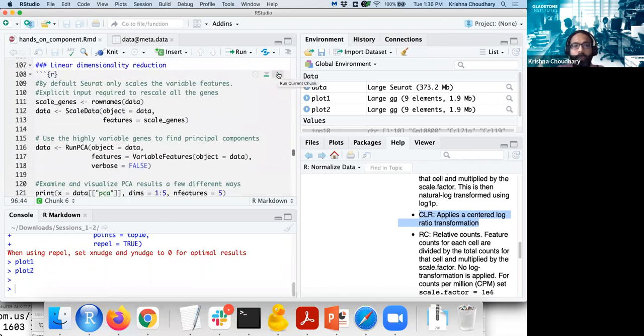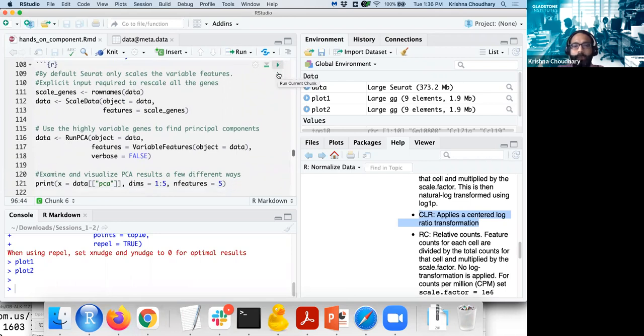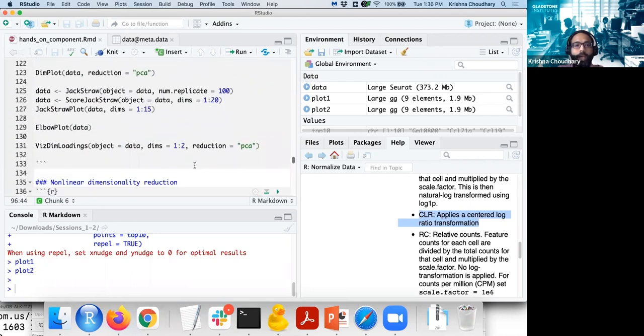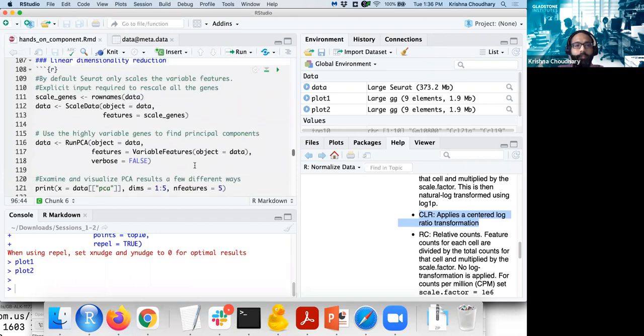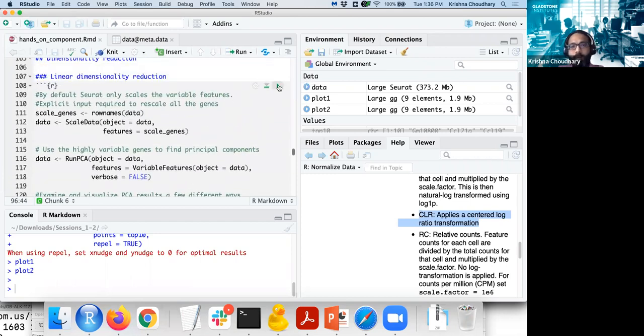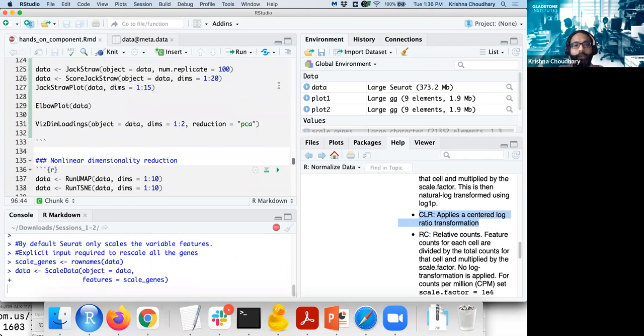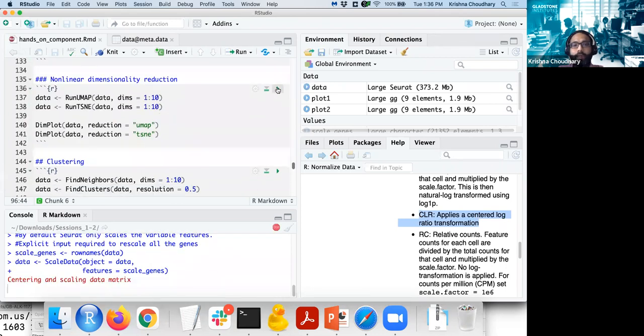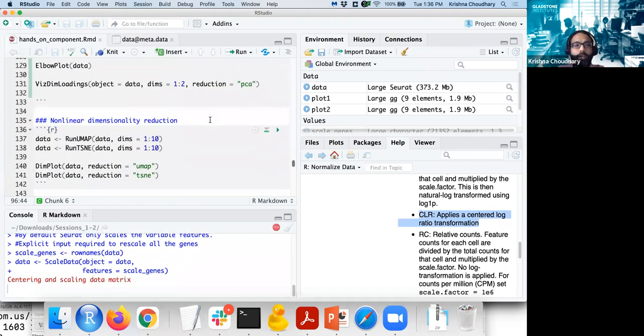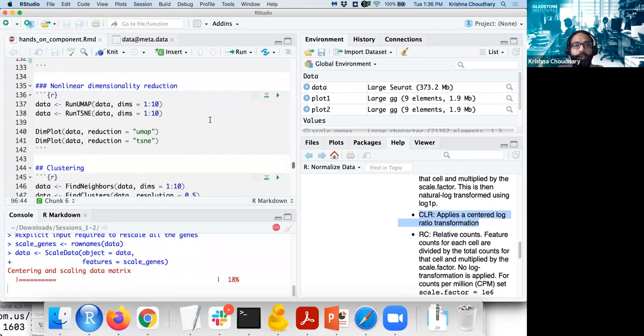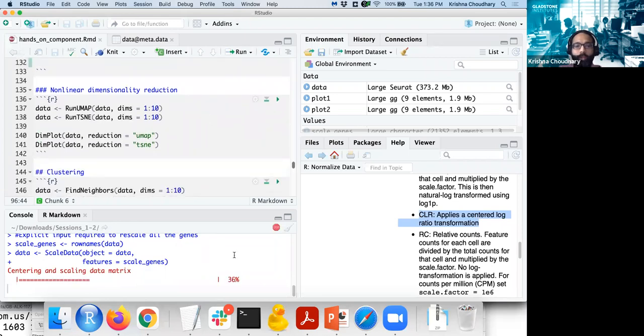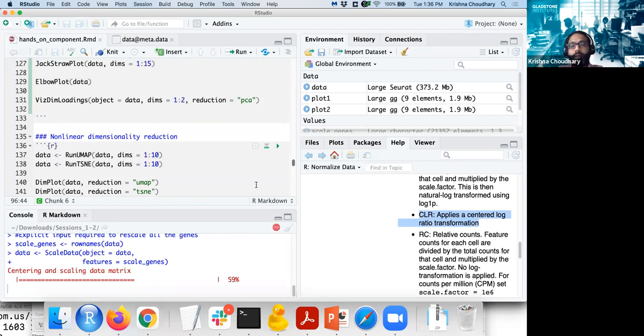I will also go ahead and run this next chunk of code, which is about dimensionality reduction. It takes a bit of time. So if you don't mind, you can just run these next chunks. Of course, I have the markdown, the HTML file, also with all the plots there, so we can discuss them. But while we look at the slides, I will just run them here.